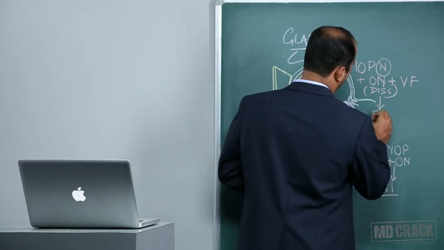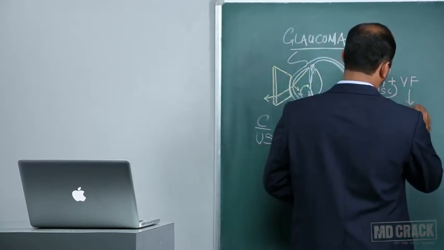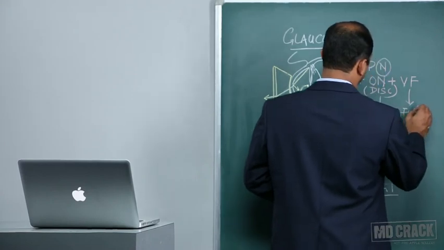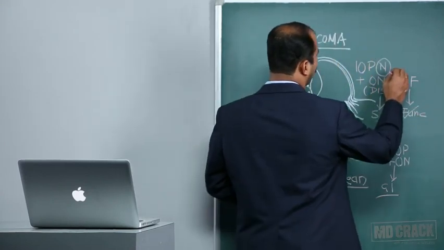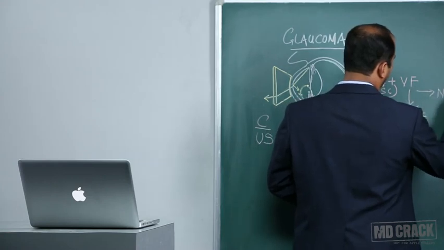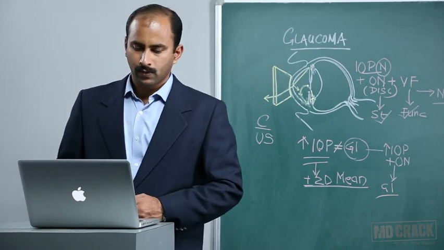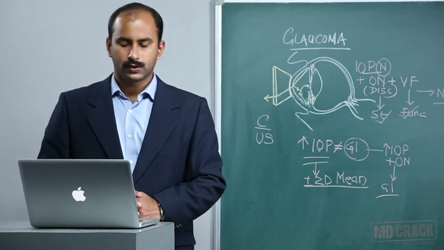Disc is the structural defect, whereas the visual field changes are the functional defect. If both are present along with an open angle and normal intraocular pressure, it classifies as a normal tension glaucoma. This is very, very important for us to understand before moving on to the further topics.